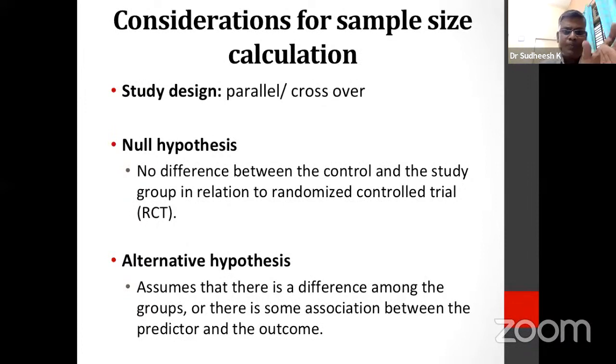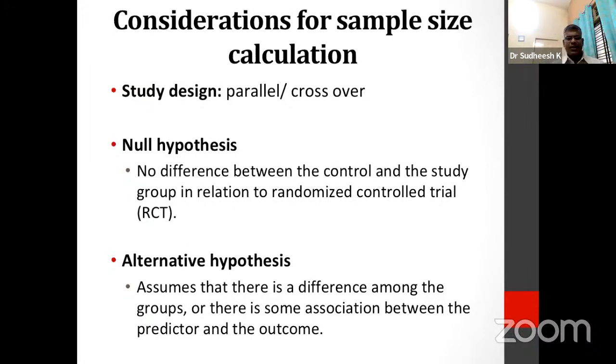So first, among the various prerequisites which we think about, the first one is the study design, whether it's a two-sided parallel arm study or a crossover study. The parallel study means when you do the intervention at the same time in the two groups. That is known as the parallel arm study.